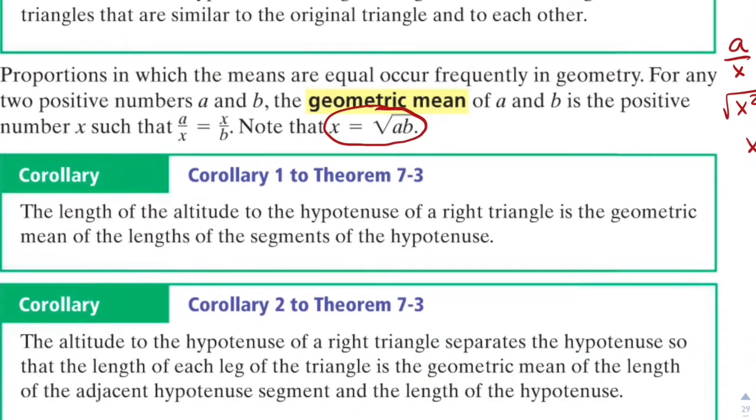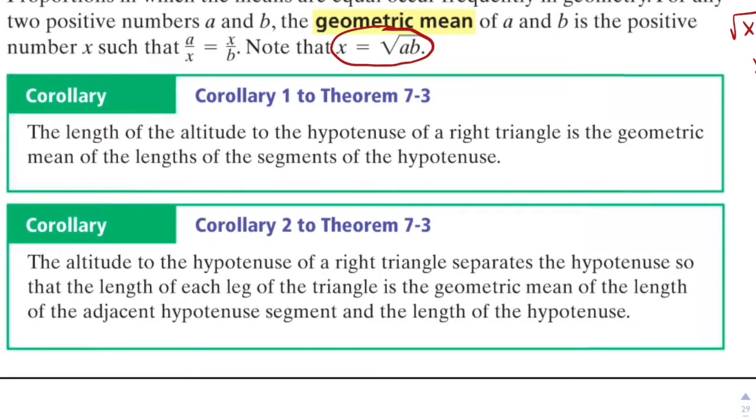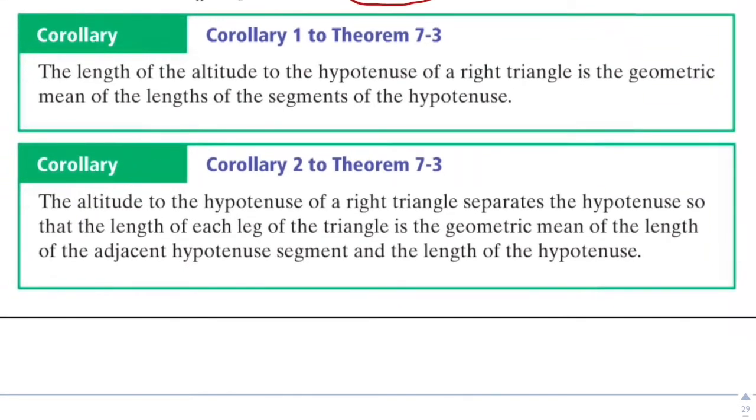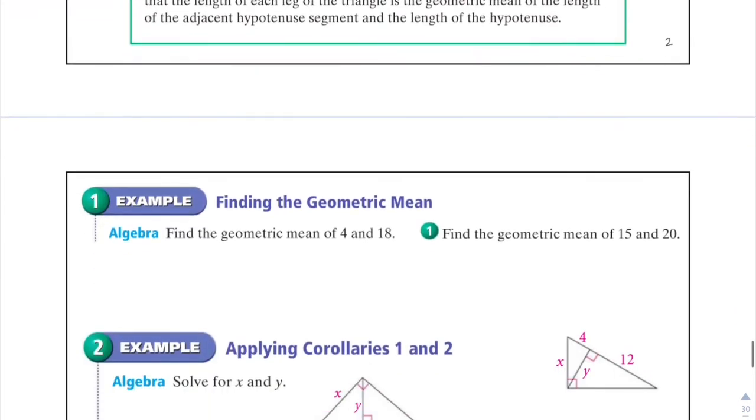So the length of an altitude on the hypotenuse of a right triangle is the geometric mean of the lengths of the segments of the hypotenuse. And the altitude of the hypotenuse of a right triangle separates the hypotenuse so that the length of each leg in the triangle is the geometric mean of the length of the adjacent hypotenuse segment and the length of the hypotenuse. Let's get into actual problems so you see the actual numbers. I think that's going to be easiest.